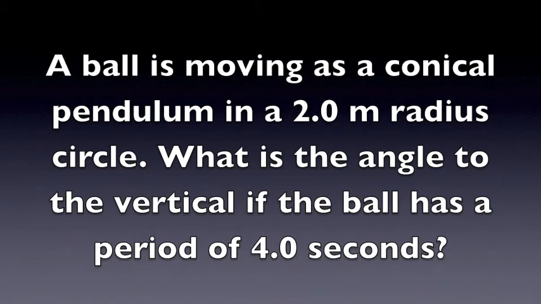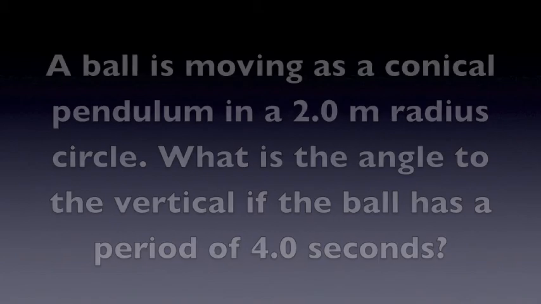A ball is moving as a conical pendulum in a 2.0 meter radius circle. What is the angle to the vertical? The ball has a period of 4.0 seconds.